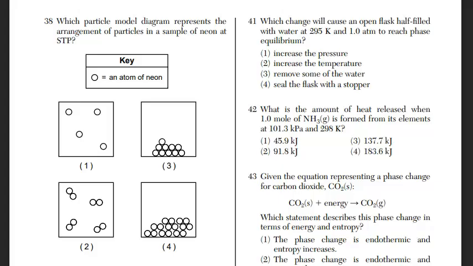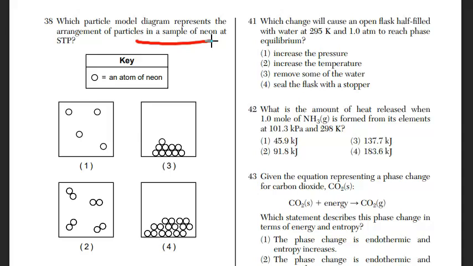Question 38, we're looking at a particle model diagram, and we're representing particles in a sample of neon at STP. Neon is a noble gas. The symbol is Ne. If you didn't know that, you'd want to go and look at the periodic table. Remember, group 18 are all of your noble gases, starting with helium and then neon, Ne, is below that.